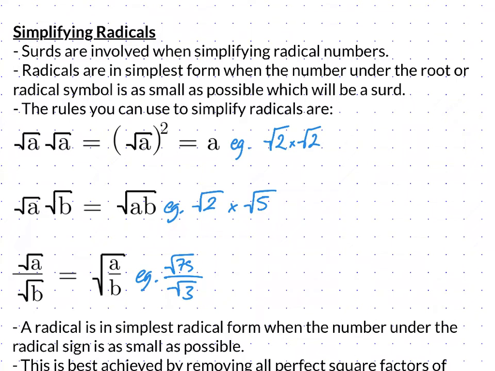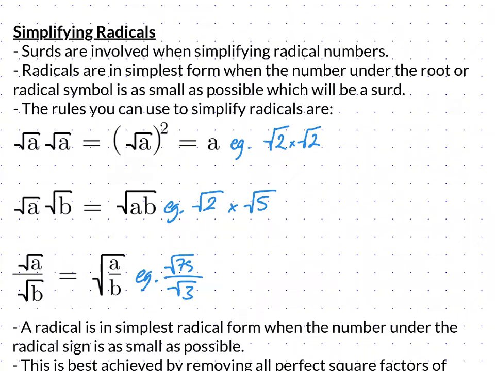So we did the last video on surds. Why? Because surds are involved when simplifying radical numbers. Radicals are in simplest form when the number under the root or radical symbol is as small as possible, which will be a surd. The rules you can use to simplify radicals are as below.